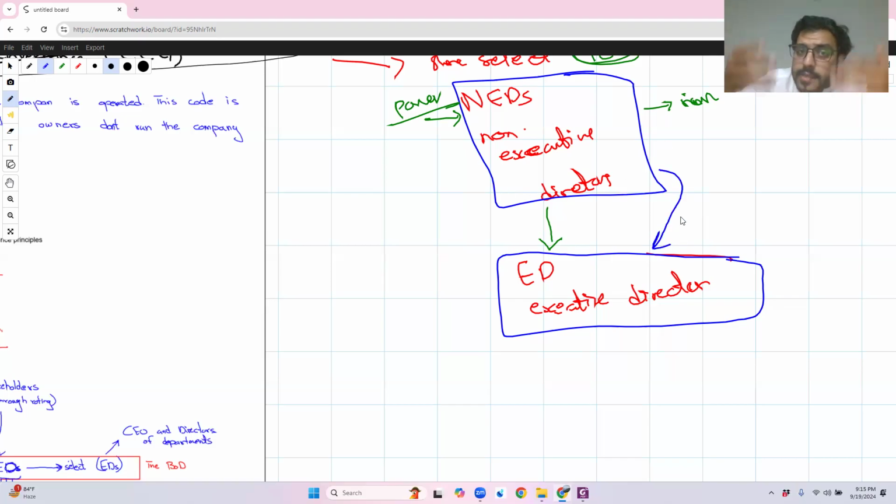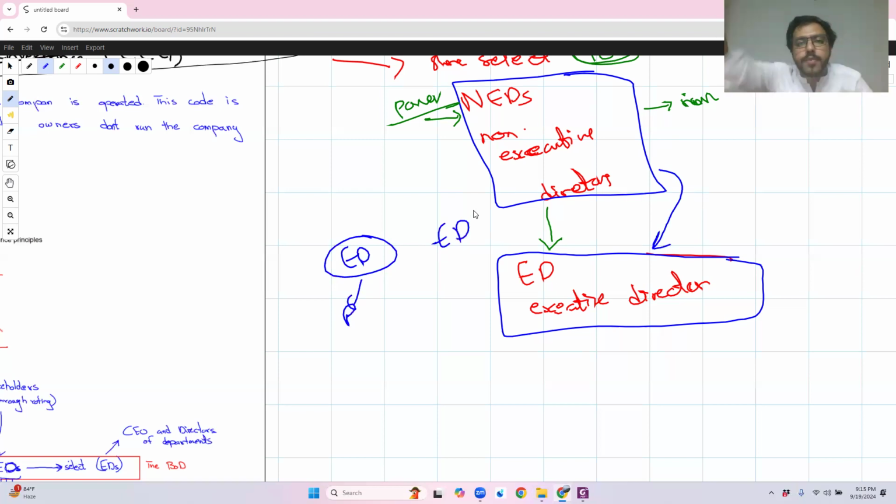And now how many executive directors would be selected? As many departments as there are within the company, for each department one person would be selected who would run that department. And that person again is known as the executive director. So one executive director would be hired by the non-executive directors for the production department. One would be hired for marketing, one for sales, one for finance, one for procurement, one for each and every single department.